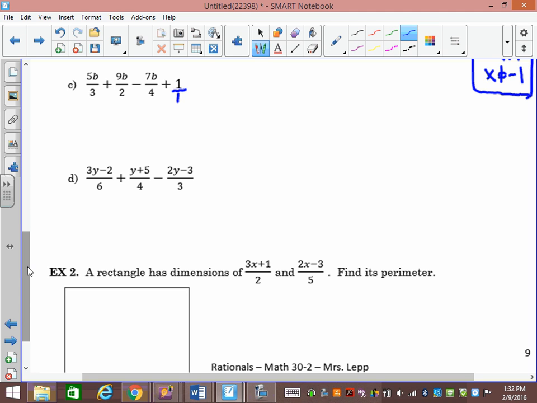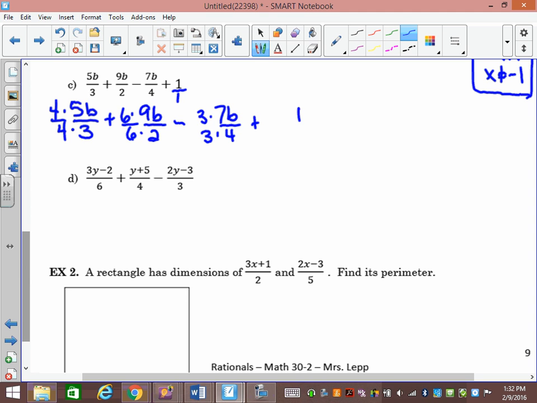So this first 3 I'm going to have to multiply by 4. So I'm going to go 5b over 3, and I'm going to multiply it by 4 on the top and the bottom. Because when you multiply on the top and the bottom, it's like multiplying by 1. It'll be 4 over 4, and that doesn't change the equation. Plus, and then we have 9b over 2. Now we're going to multiply it by 6 over 6. Minus 7b over 4. We're going to multiply by 3 and 3 to make 12. And then plus 1 over 1. We're going to multiply by 12 over 12.